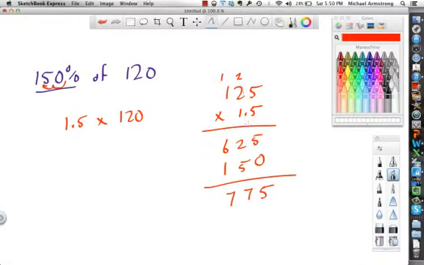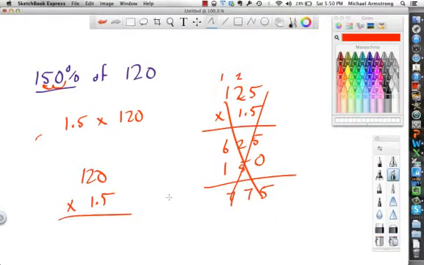Well, that's really strange because I said 150% of 120, but then I wrote 125, and I start getting weird things here. That's not correct. Let's try that again with 120 and see what we get. I know we did this on the other page and we got 180. 775 doesn't make any sense. So I did something weird there. I'm not even going to worry about it.